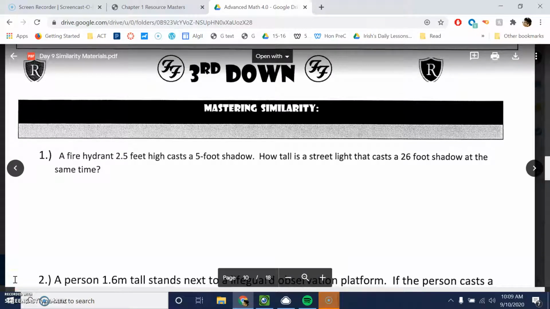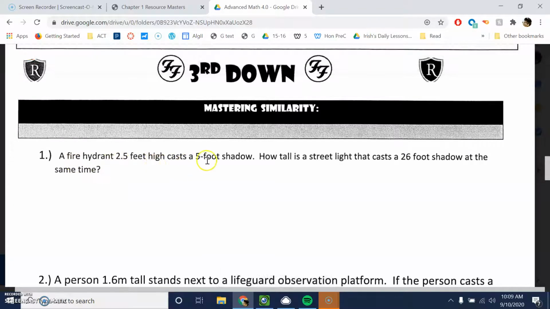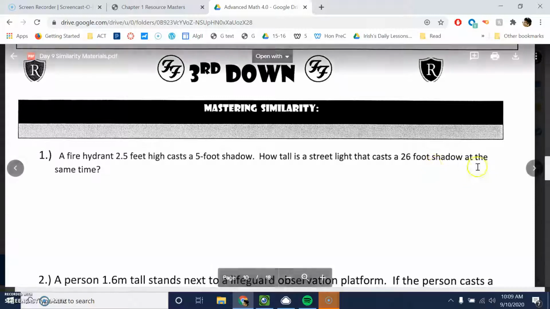Here is the third iteration of Similarity. So we looked at angles, corresponding angles are congruent, corresponding sides are proportional. Now, what happens if you don't even have a picture and you just have a little story? Well, you might have to draw, and that's okay. Let's check it out. Follow along as I read. A fire hydrant, 2.5 feet high, cast a 5-foot shadow. How tall is a street light that casts a 26-foot shadow at the same time?